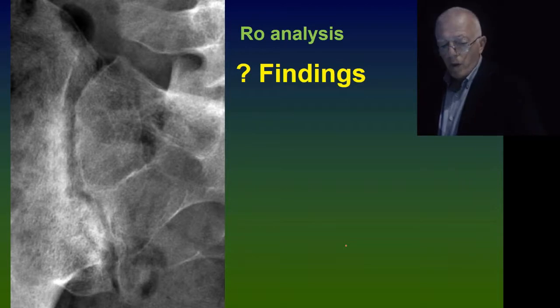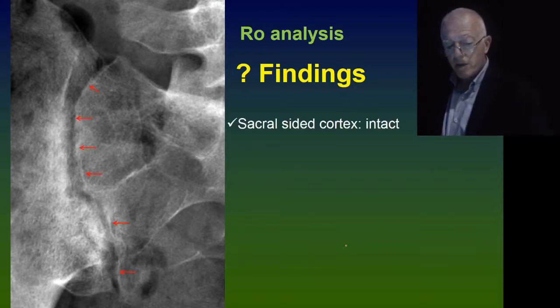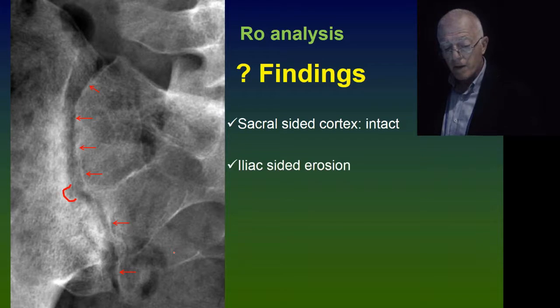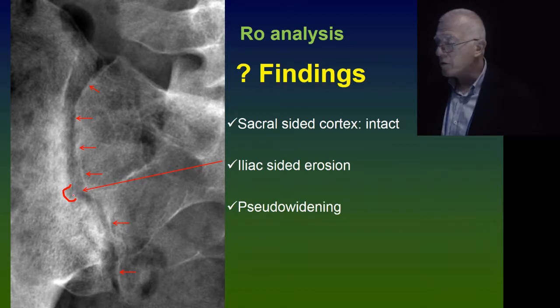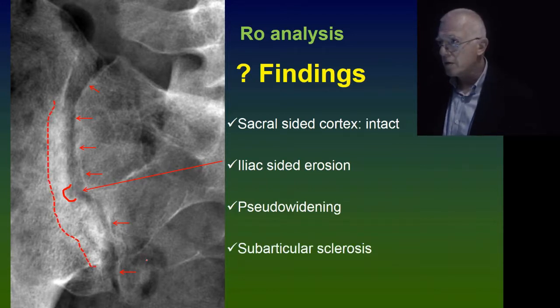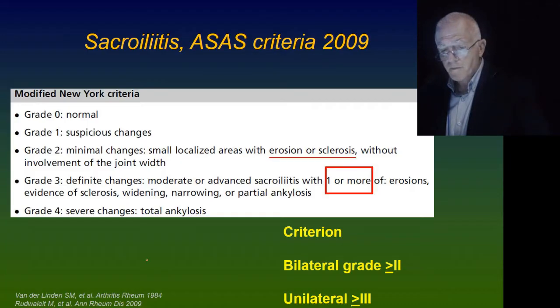Another example, what are we looking at here? We see that the sacral sided cortex is intact. We can follow this thin sclerotic white line. On the other side, we have an erosion, also a pseudo-widening because of the presence of erosion, and subarticular sclerosis. These are the findings that we expect in spondyloarthropathy.